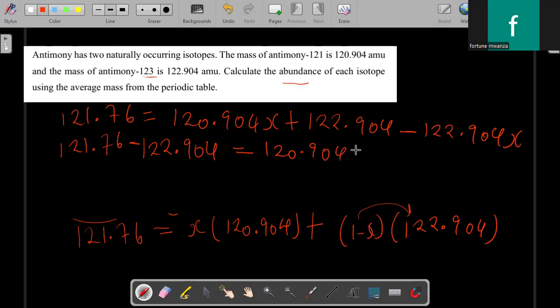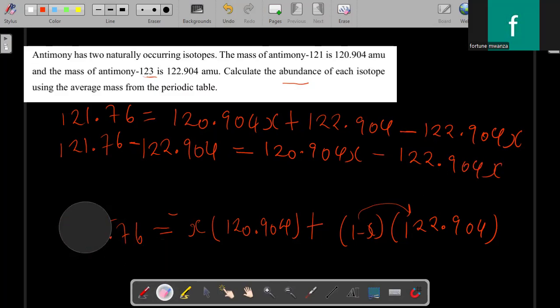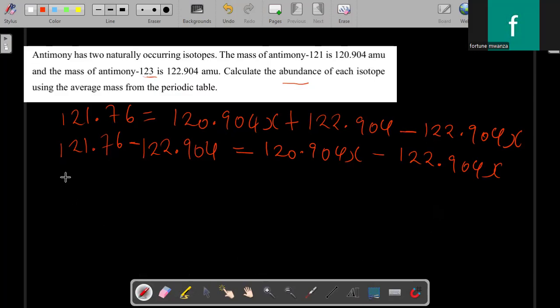Which will be equal to, so this side, I will remain with 120.904 x minus, then this side, I will also remain with 122.904 x. Okay, so I do my math there. I get my 121.76 minus 122.904. So if I subtract there, what am I getting? I'm going to get a negative, which is negative 1.114.